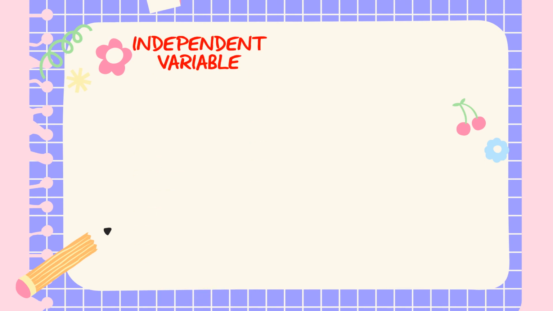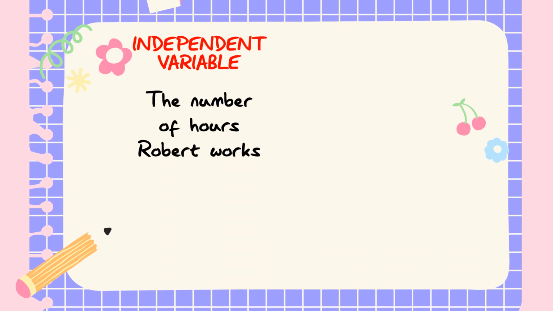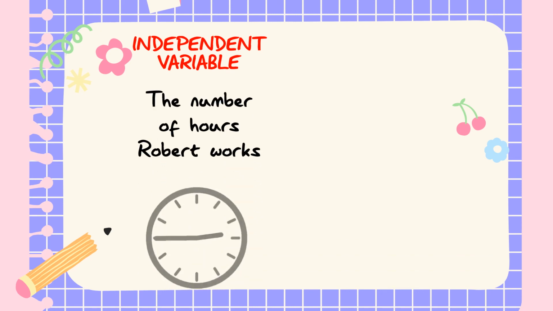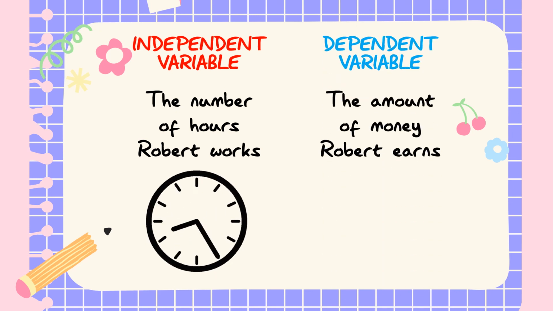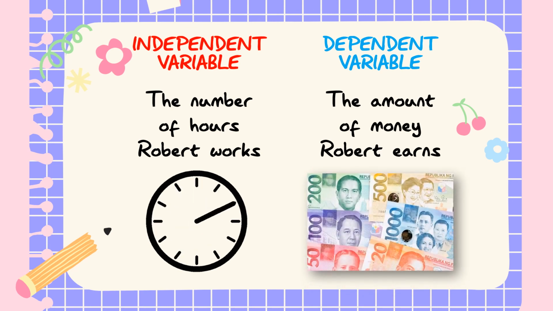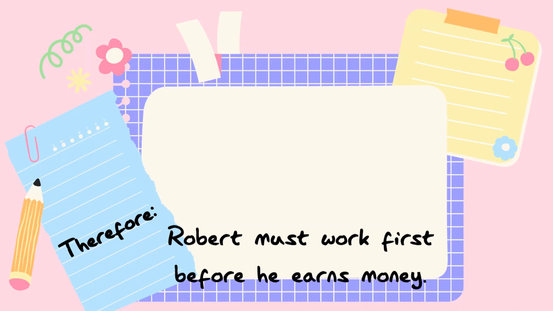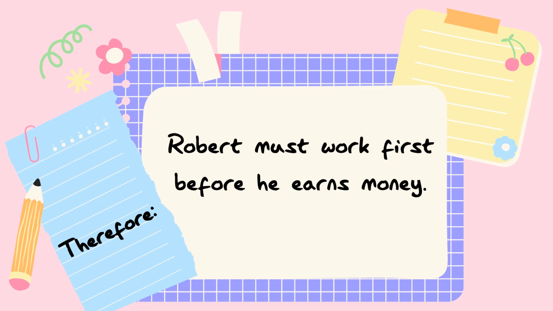So on the scenario, we can say that the independent variable is the number of hours Robert works, and the dependent variable is the amount of money Robert earns. Therefore, Robert must work first before he earns money.